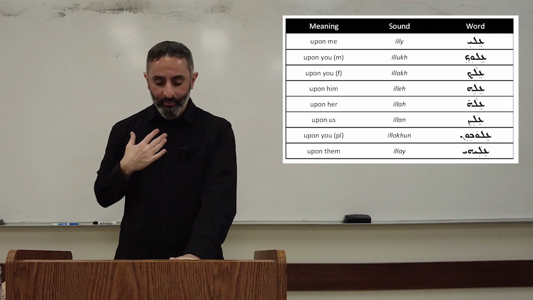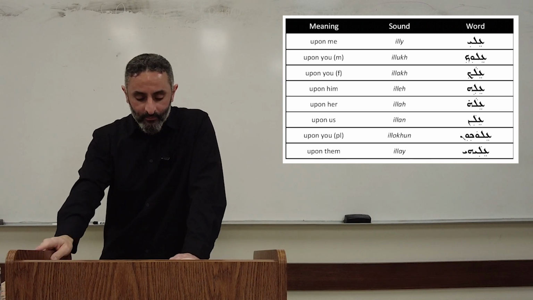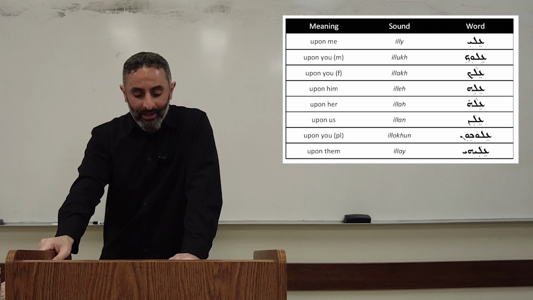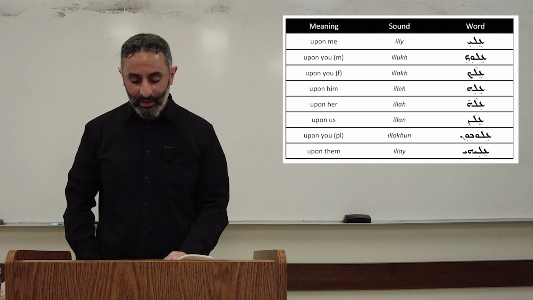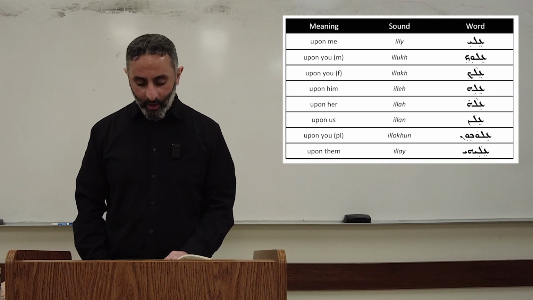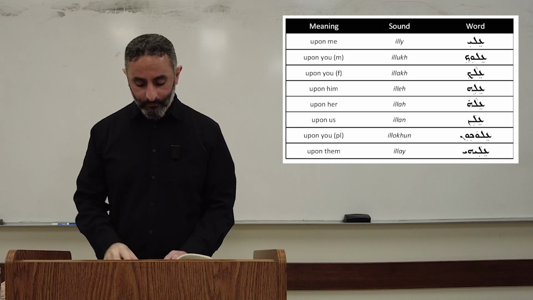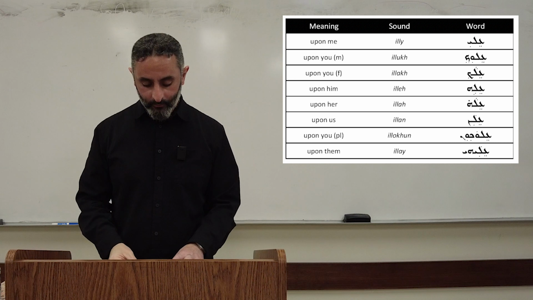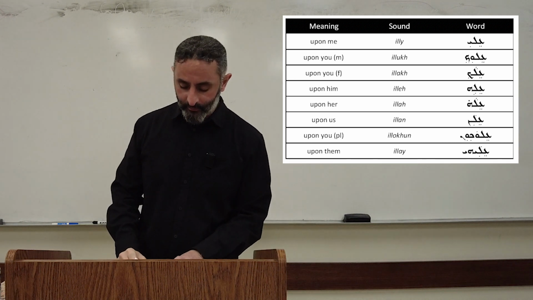If you want to say upon me, everyone say illi. Upon you, illuch. Upon you, feminine, illach. Upon him, ille. Upon her, illa. Upon us, illan. Upon you, illochun. Upon them, illay. Same exact endings. And they come up over and over and over again.